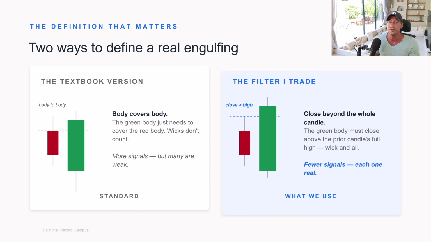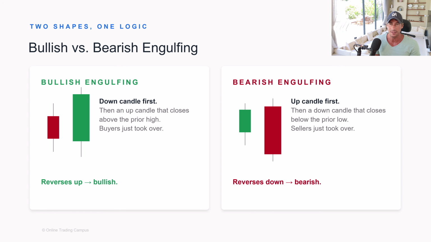And that fits everything I teach. Fewer trades, cleaner trades. So for the rest of this video, when I say engulfing, I mean this stricter version, the close beyond the prior high or low. 2 shapes, same idea. The bullish engulfing, a small down candle first, then an up candle that closes above the prior candle's high. Buyers just took over, so it points up, it is bullish.